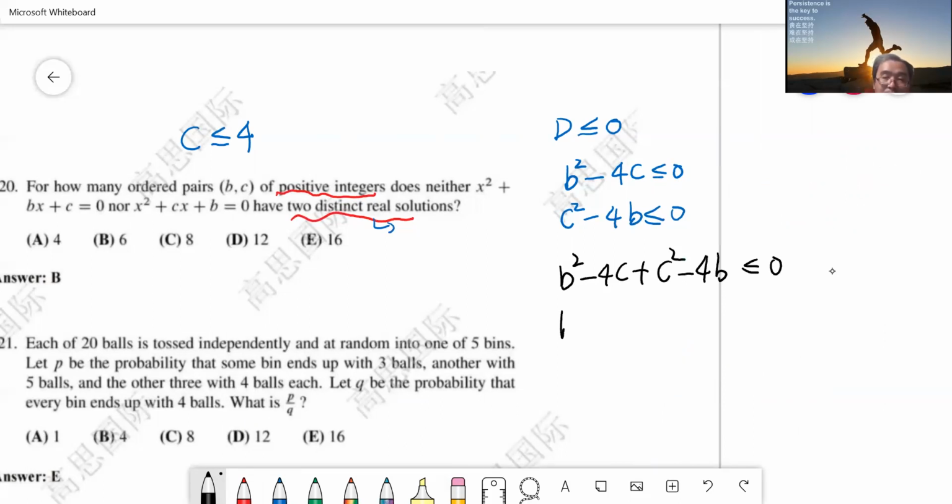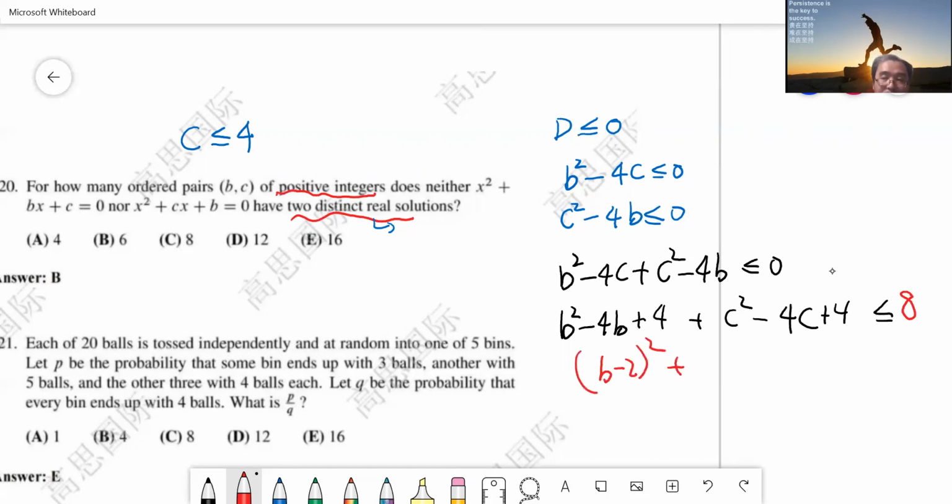So I'm going to look at b squared minus 4b, plus c squared minus 4c, smaller or equal to 0, right? But actually, I want to make a perfect square. So I'm going to add 4 to this side, and also add 4 to the other side. So basically we add a total of 8, right? So I'm going to put the 8. So this is a perfect square: b minus 2 squared plus c minus 2 squared, smaller or equal to 8.